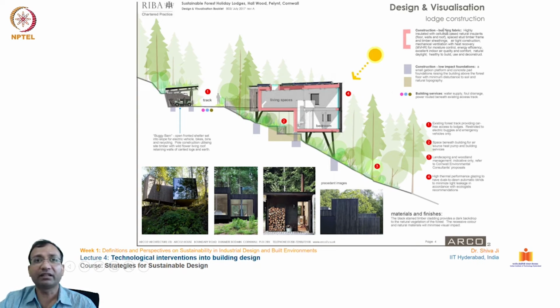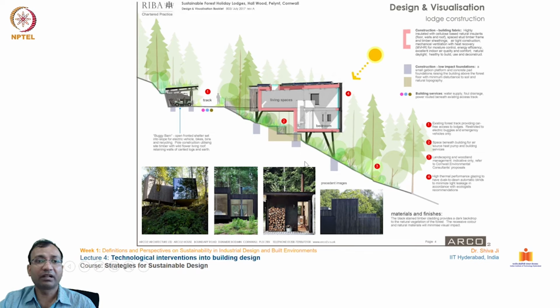So with this, if you see, the construction fabric is shown in this pink color over here. This is the construction fabric, highly insulated with cellulose-based natural insulators in the floor, walls and roofing, with timber frame and timber sheathing, airtight construction, mechanical ventilation with heat recovery, MVHR, for moisture control, energy efficiency, excellent indoor air quality and comfort, natural daylight, healthy to build, use and deconstruct.